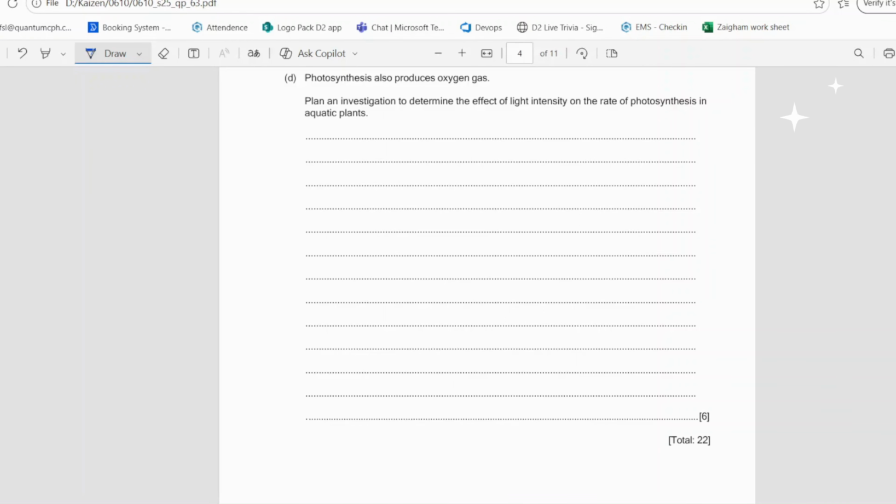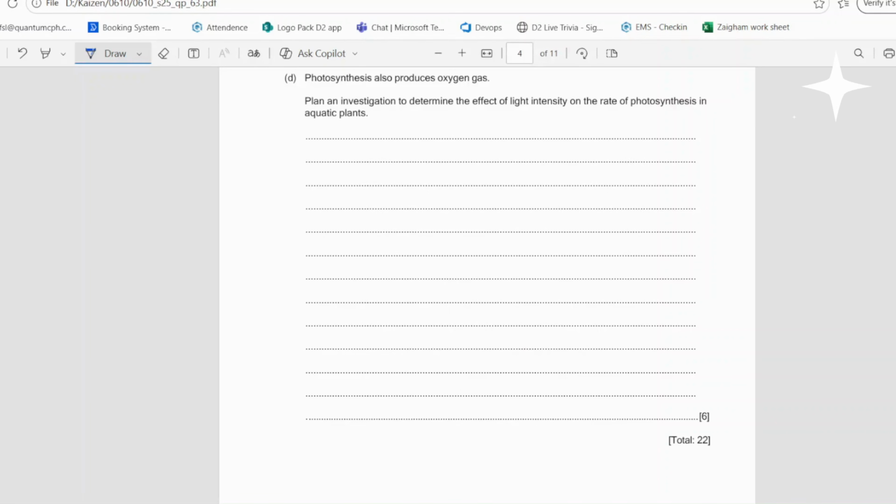The plant would be of the same size. What do you mean by same size? Same number of leaves, same species. Okay. What else should be the same? The temperature should be kept constant. Sodium hydrogen carbonate would be kept constant. Okay. The wavelength of light would be constant, that we have to use the same light. Okay.